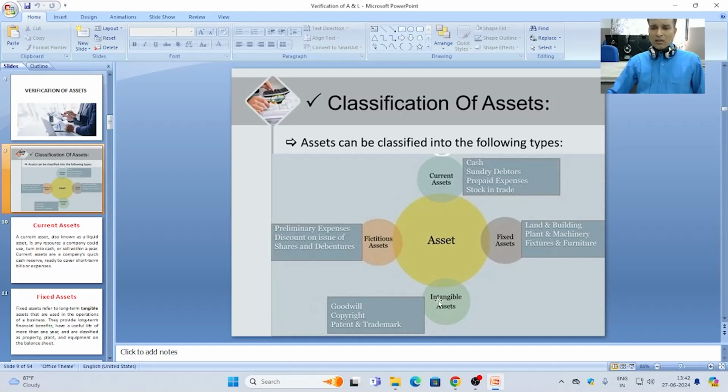Next is intangible assets. That is identified with the help of goodwill, copyright, patent and trademark. And the last one is fictitious assets, such as preliminary expenses, discount on issue of shares and debentures. These are the types of assets which will be verified by the auditor in the process of verification.